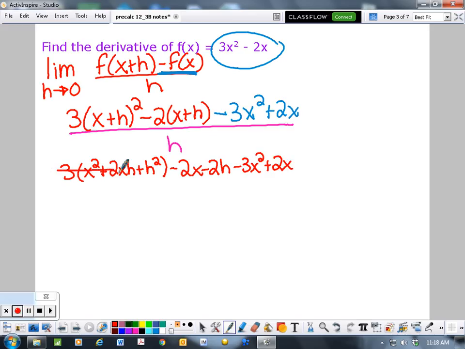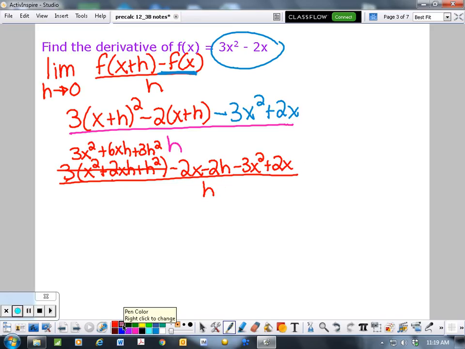I'm going to rewrite this really quick. This is really going to be a 3x squared, because I'm too lazy to rewrite the whole thing again. And the 3 times 2 gives me 6xh, and then 3 times that is 3h squared. And the whole thing's over h. Again, our whole purpose here is we want things to cancel out. So this 3x squared will cancel out with the negative 3x squared. The negative 2x will cancel out with the positive 2x. And so now we're left with the lovely equation of 6xh plus 3h squared minus 2h, and it's all over h.